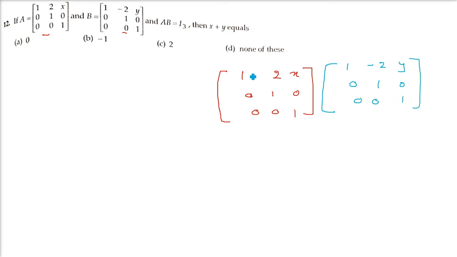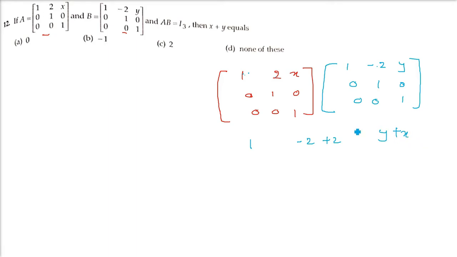Now let us multiply. 1 into 1 is 1. 2 into 0 is 0, leave it. X into 0 is 0. So 1 into minus 2 is minus 2, and 2 into 1 is 2, and X into 0 is 0. So minus 2 plus 2. 1 into y is y. 2 into 0 is 0 and x into 1 is x.